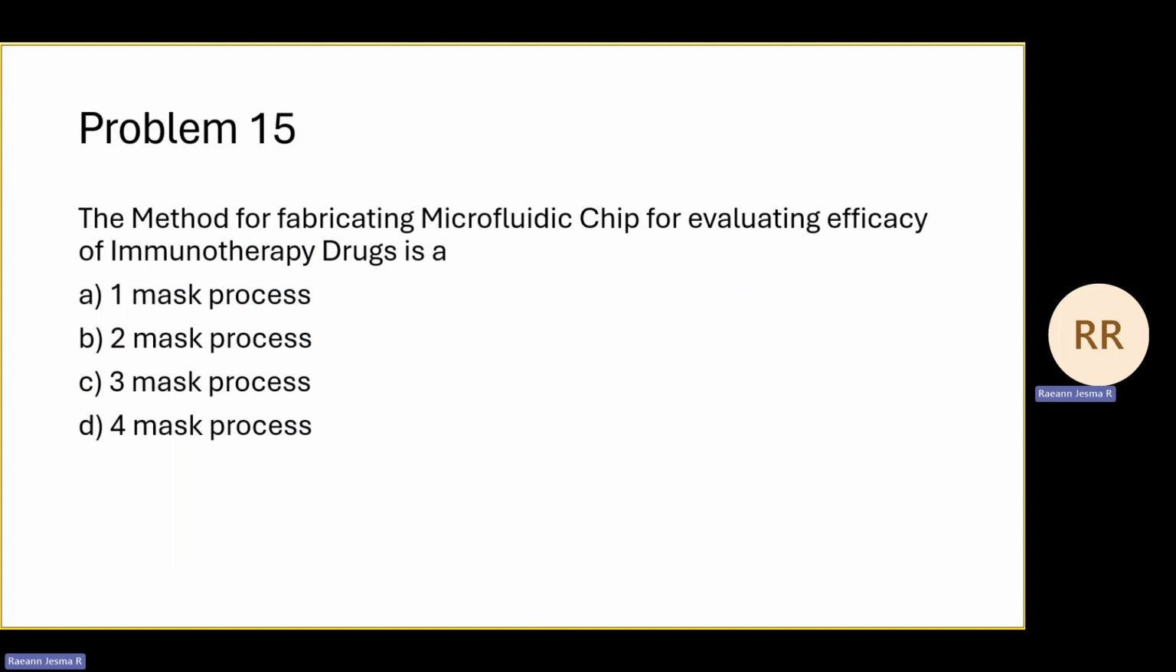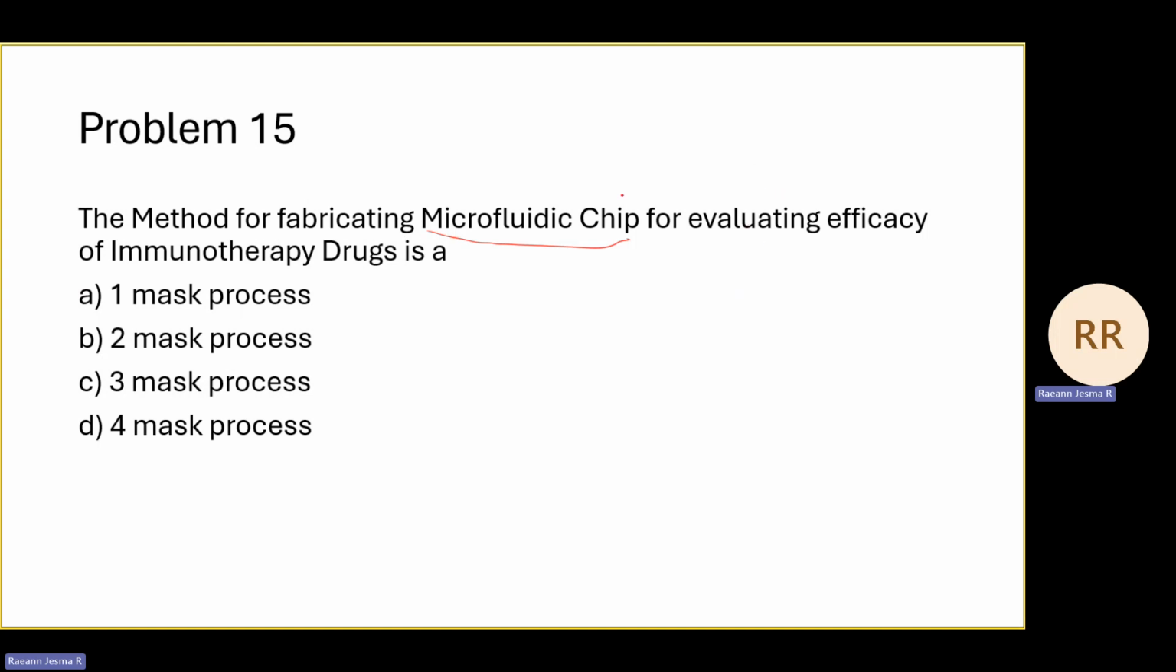Now let's move on to the next problem. Problem 15. The method for fabricating a microfluidic chip for evaluating efficiency of immunotherapy drugs is option A, 1 mask process, option B, 2 mask process, option C, 3 mask process, option D, 4 mask process. So here you just have to tell how many masks you are going to make, and the device you need is a microfluidic chip in order to evaluate the efficiency.